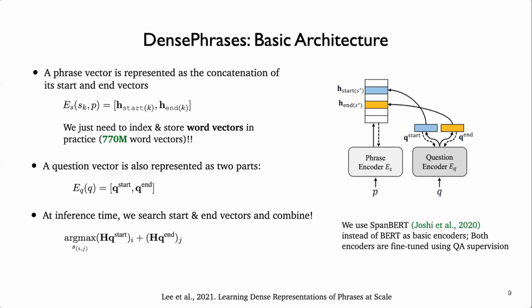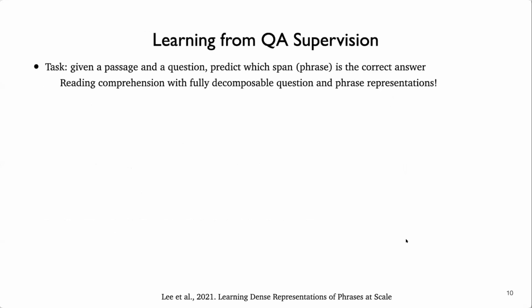Both encoders will be fine-tuned using the question answering supervision that I'm going to talk about in the next slide. Okay, so the first step here is we want to learn the two encoders, the question encoder and the phrase encoder, from the question answering supervision. The task is, given a passage and a question, we want to predict which span or which phrase is the correct answer. This is exactly the setup of reading comprehension. So we can easily use Natural Questions or SQuAD to train these models.